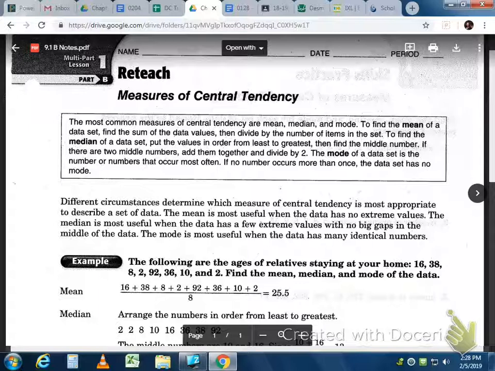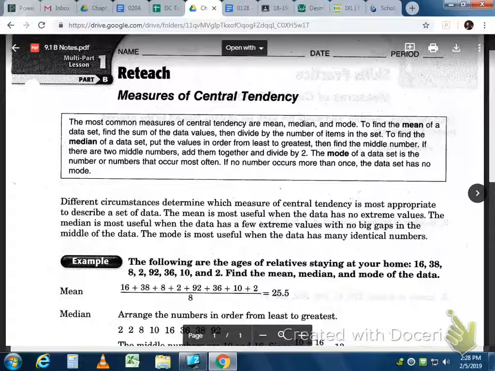The mode, I always say mode, M-O, because it begins M-O, most often: the number that's there the most often. There can be more than one mode, or just one mode, or even no mode, if there's no number that stands out more than the others. If there's no mode, you actually have to write the words no mode. Don't leave it blank, because then it just looks like you don't know what to do. But if you for sure know there's no mode, then you should put no mode.